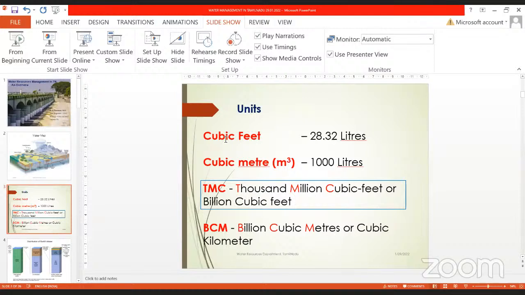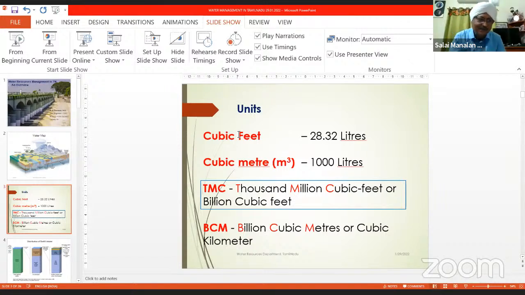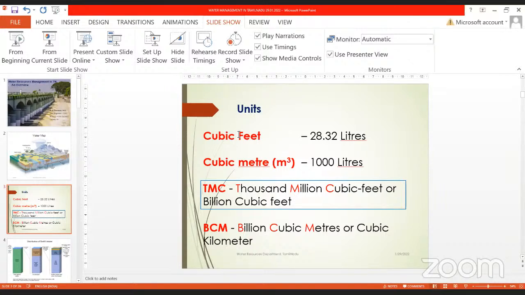Coming to the units, a single cubic foot is equivalent to 28.32 liters, which we all know, and a cubic meter equals 1000 liters. But whenever the volume is high, we generally go for TMC or BCM. BCM is generally used in the energy sector. Sticking back to TMC, which is 1000 million cubic feet or 1 billion cubic feet, it's 10 power 9 cubic feet. Simple as that. And BCM is similarly billion cubic meters or 1 cubic kilometer, because 1 cubic kilometer equals 10 power 9 cubic meters.